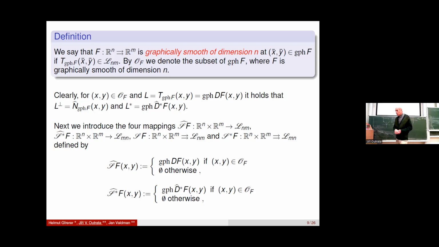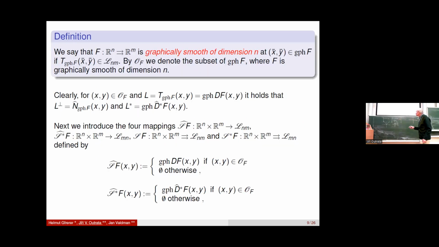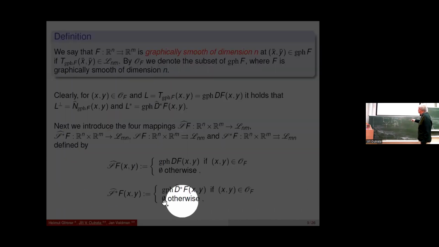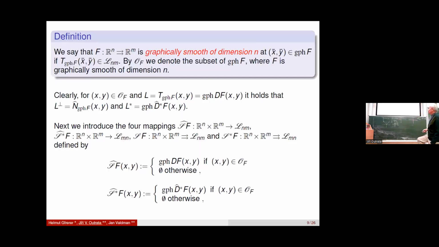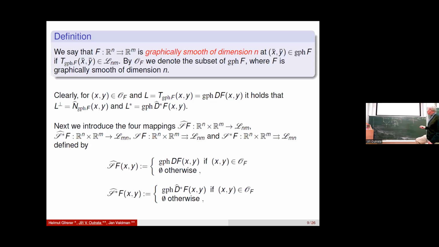Okay, so I will now define two derivative-like objects which we will use. The first one is a mapping which assigns to each pair x and y the graph of the regular co-derivative. And we know that if x and y belong to the set O of F, then this graph is nothing else than our subspace L having the right dimension. So this mapping is either a linear subspace or an empty set. And now what happens if x and y doesn't belong to the set O of F?